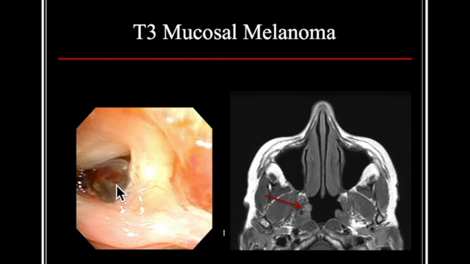So here's a mucosal melanoma. We can see it extending just anterior to the torus tubarius. Here it is intrinsically T1 hyperintense.